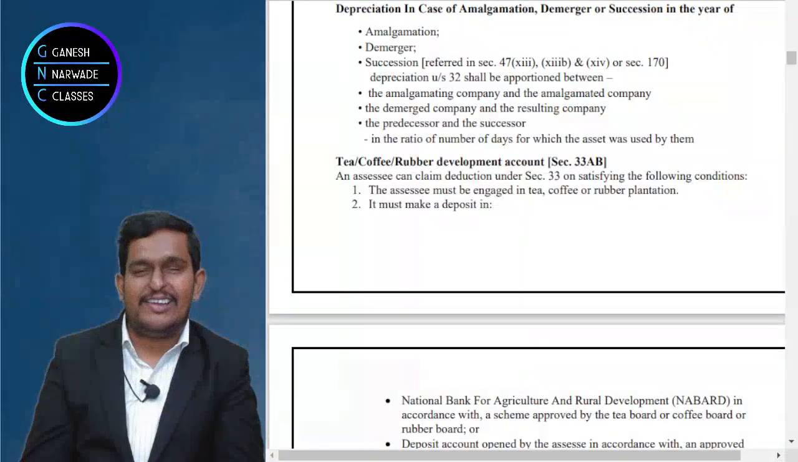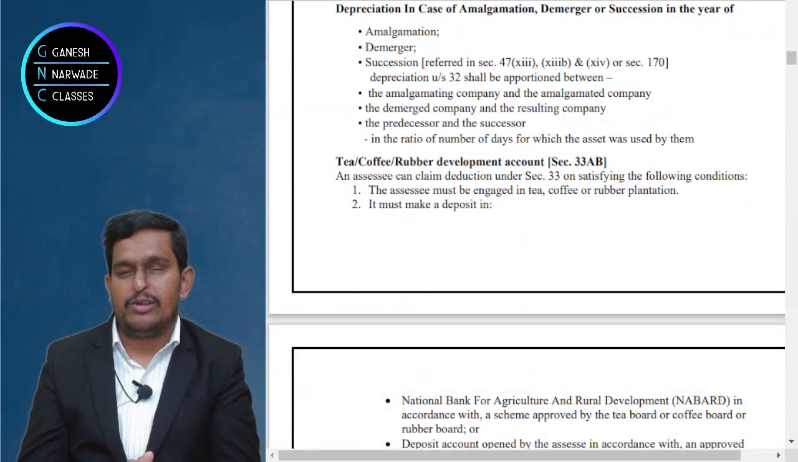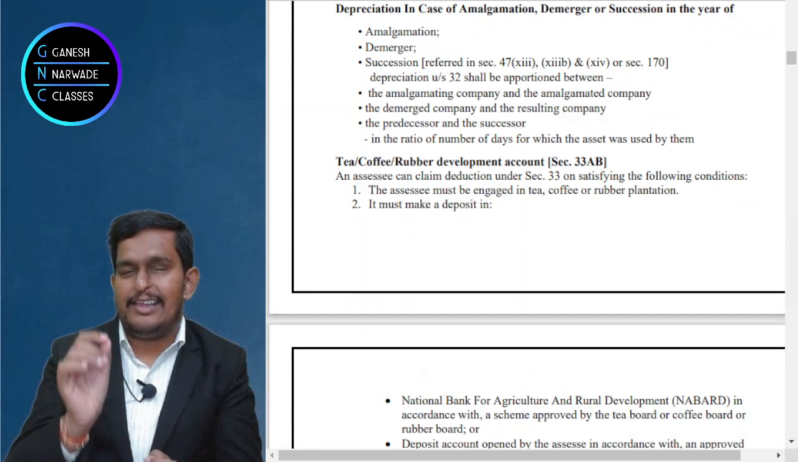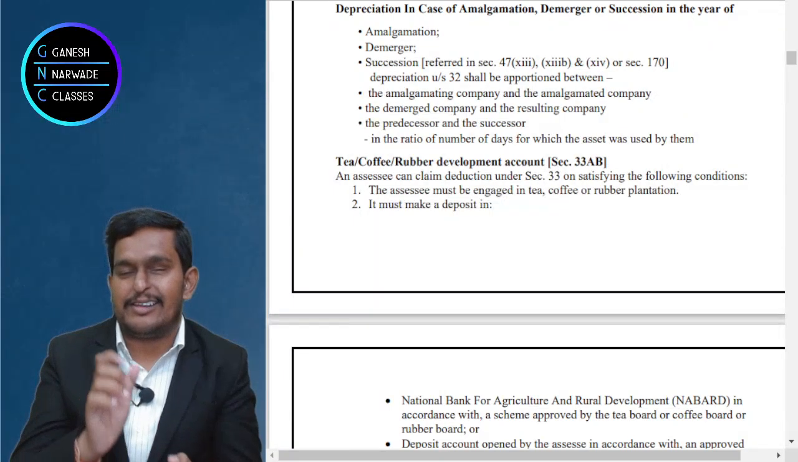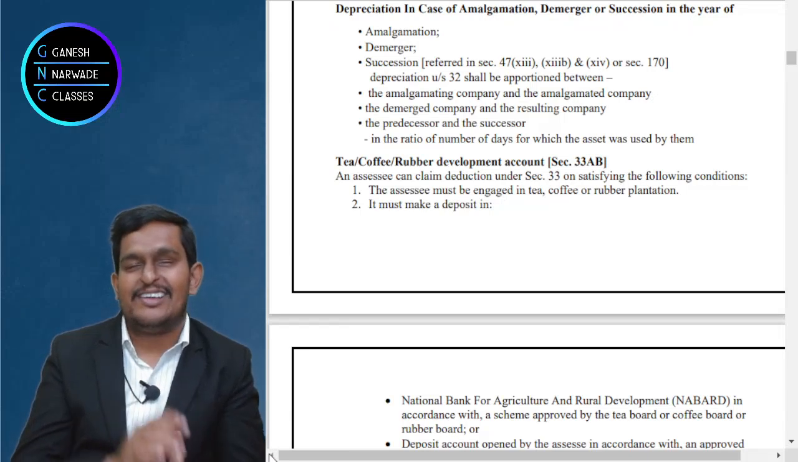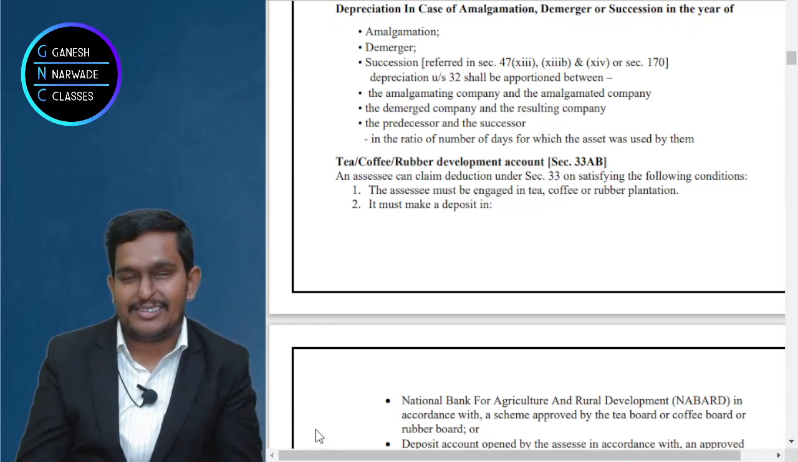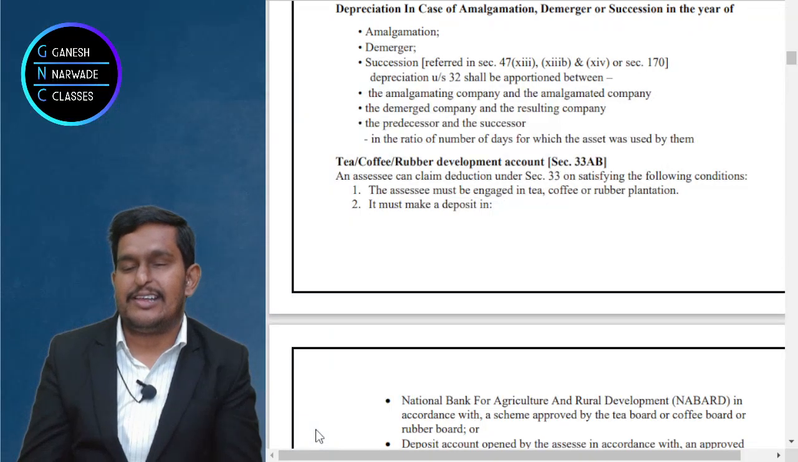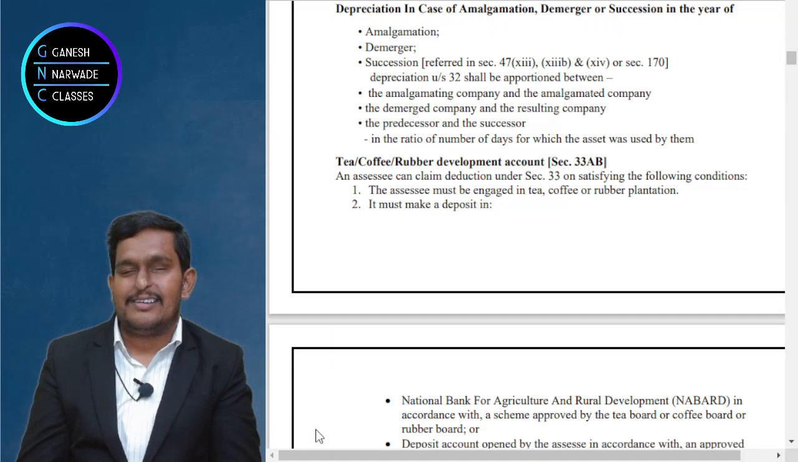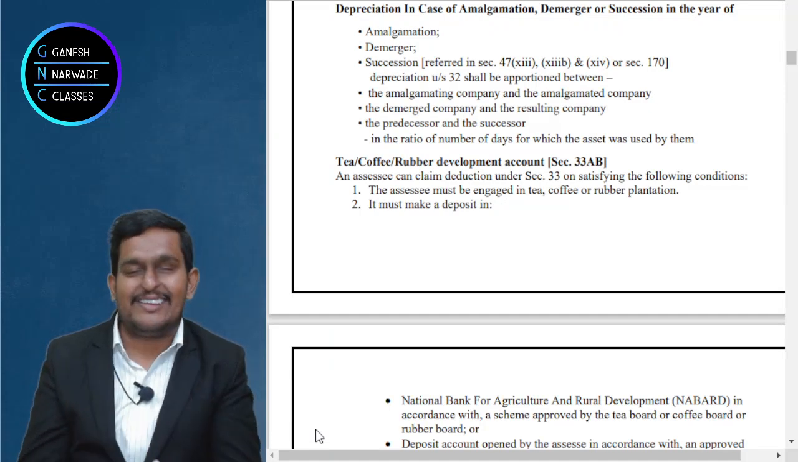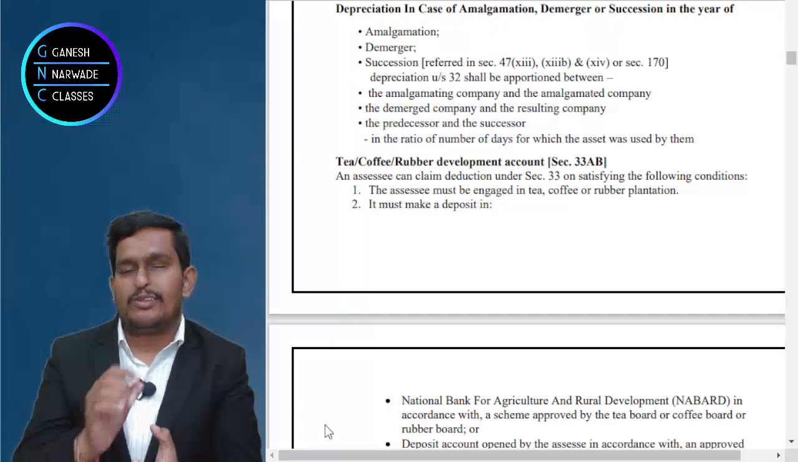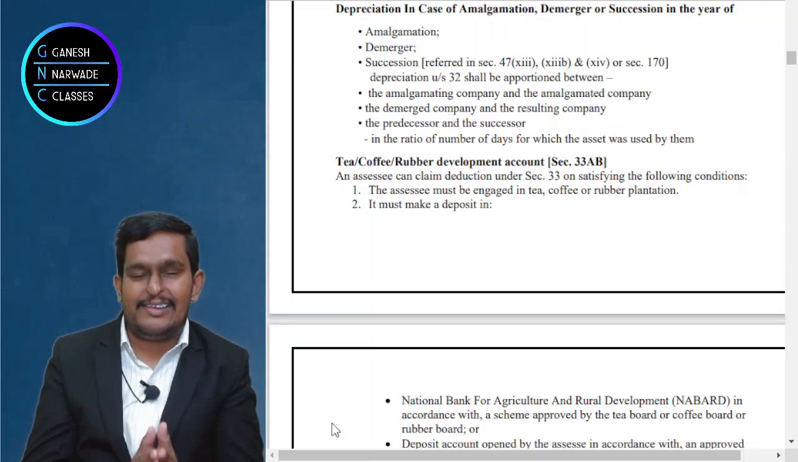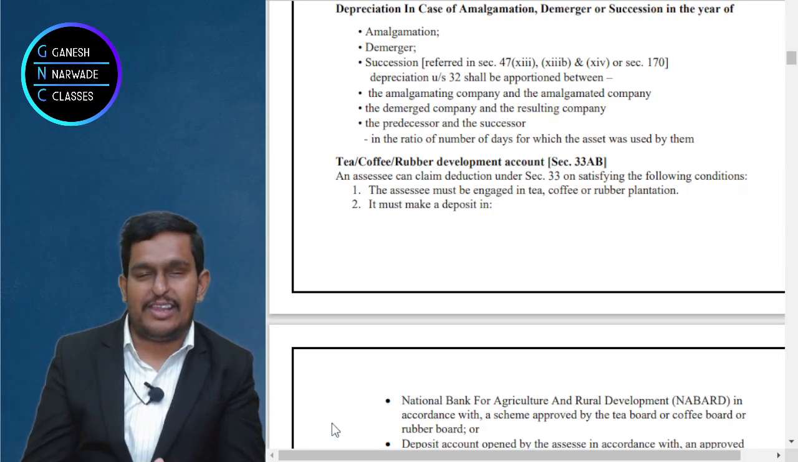Welcome back everybody, and today we will discuss section 33AB. Chai, right? Today we will discuss the tea, coffee, rubber development account. Tata Tea, Lipton Tea, Taj Tea, Red Label, so many tea brands are there. Most of them are engaged in the growing and manufacturing of tea.